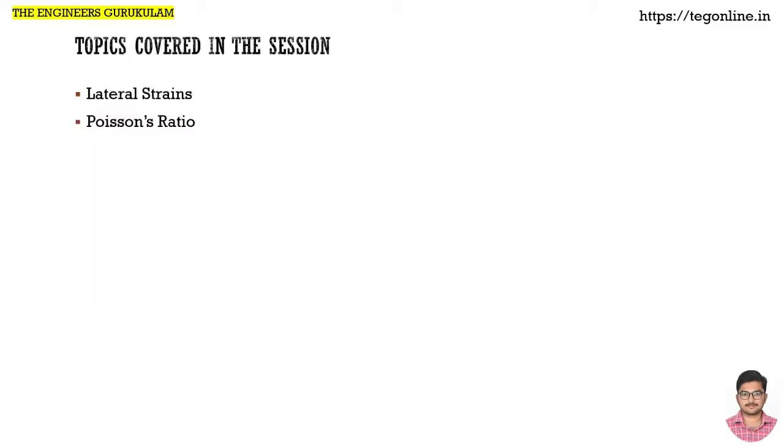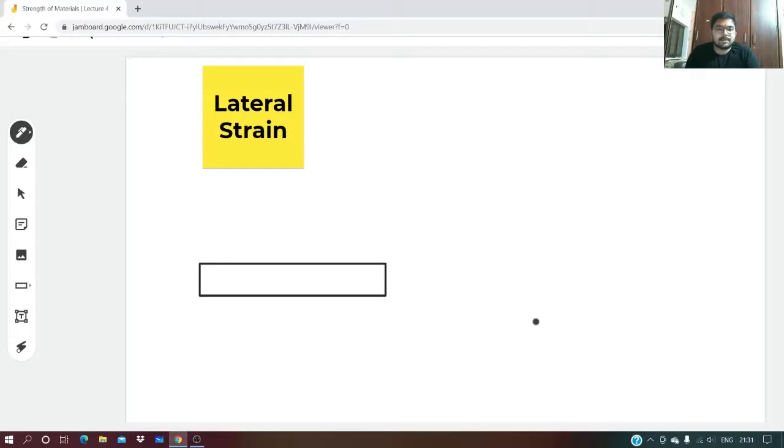In this session we are going to cover lateral strains and Poisson's ratio. Take an example of a rectangular bar. How will it look in 3 dimensions? Something like this, right? Something like that.